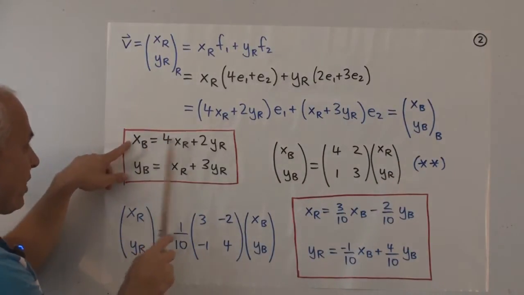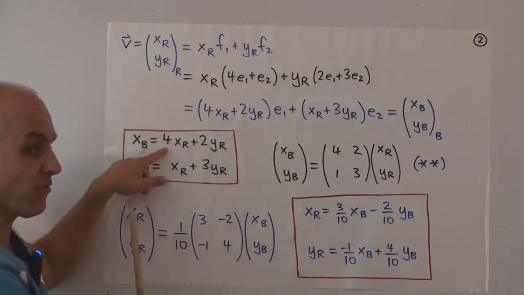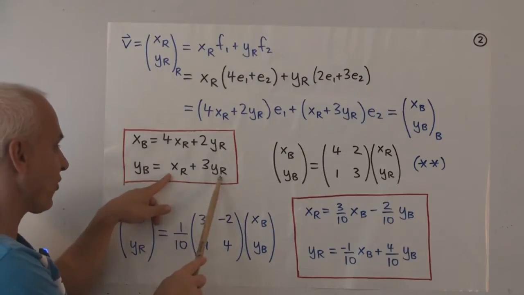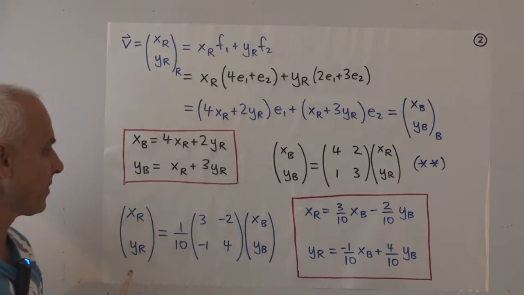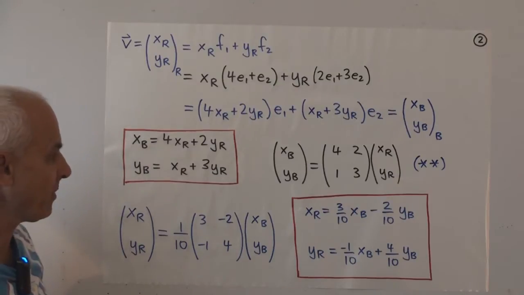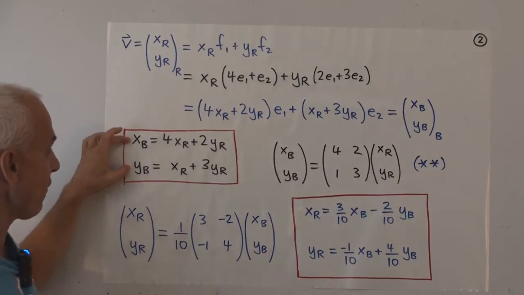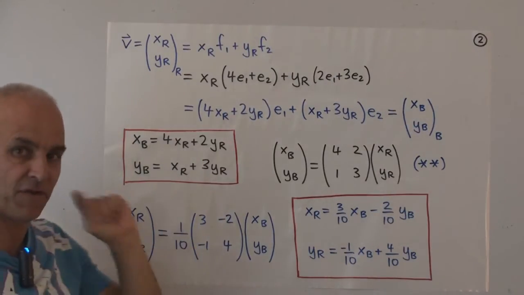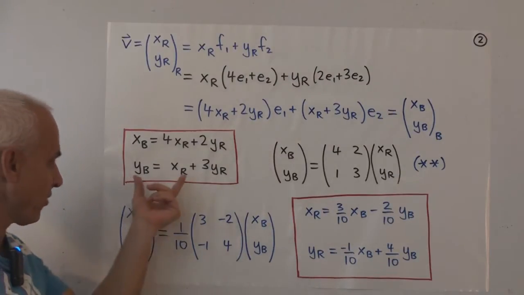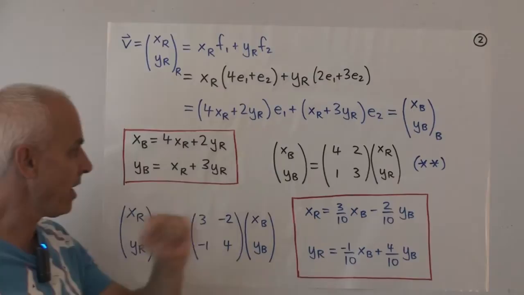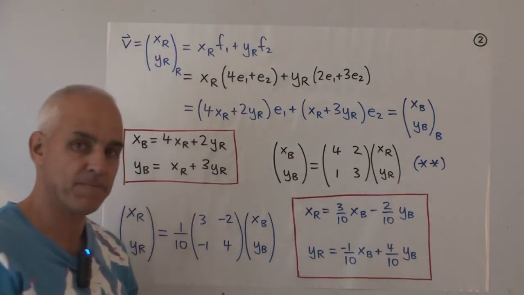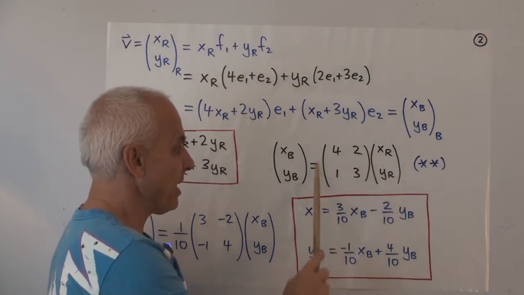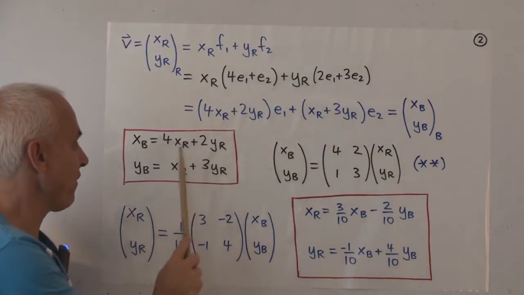And we see that Bob's x-coordinate is 4xr plus 2yr in terms of Rachel's x and y coordinates. And Bob's y-coordinate is x sub r plus 3y sub r. So this is the relation that we were after. This is the relation that tells us how to go from Rachel's coordinates for a given vector to Bob's coordinates for that same vector. And we can rewrite this in matrix form by saying that the vector xb, yb, that's Bob's coordinate vector, is the matrix 4, 2, 1, 3, the matrix of coefficients over here, times Rachel's coordinate vector.